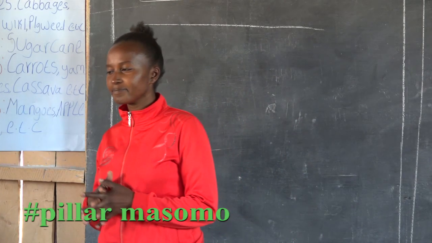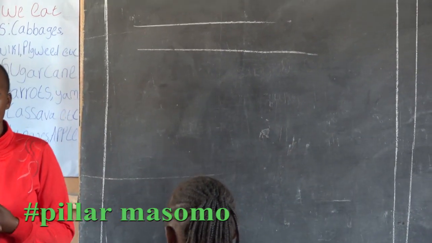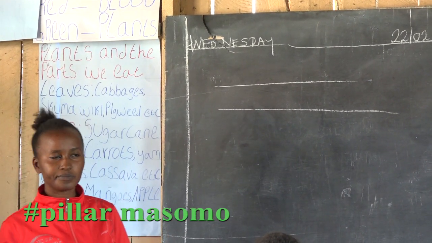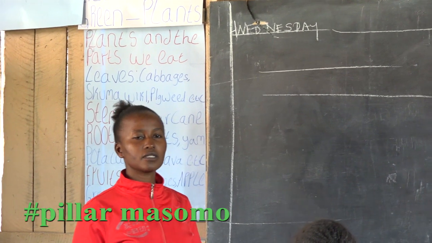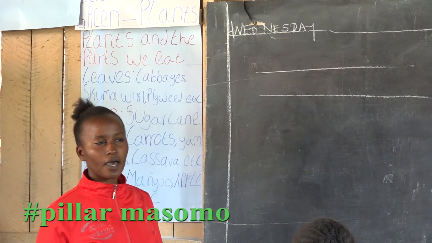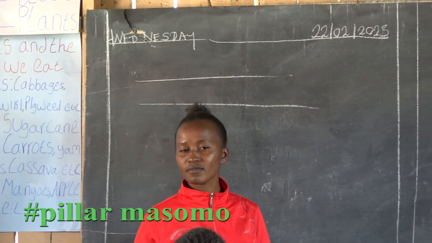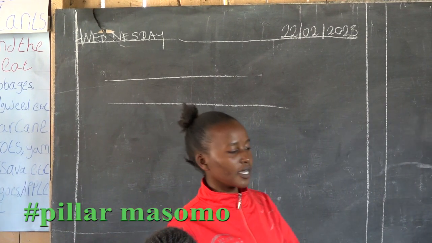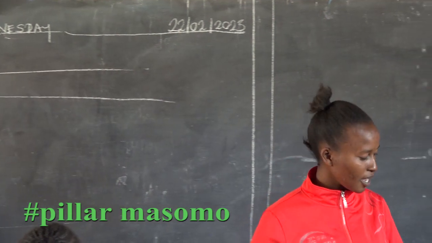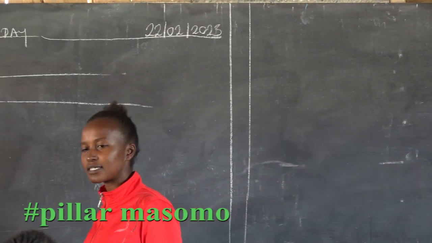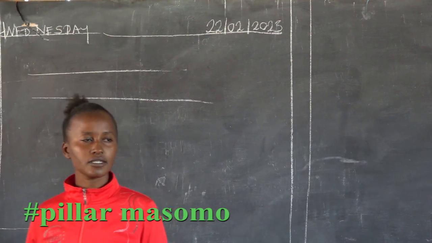Good morning. Good morning, teacher Rachel. Welcome. How are you? Fine, thank you, teacher Rachel. Welcome. How do you do? Fine, thank you, teacher Rachel. Welcome. Well, I'm also good. I'm also fine. Are you okay today? Yes. Yes, and you can have your seat. Thank you, teacher Rachel.